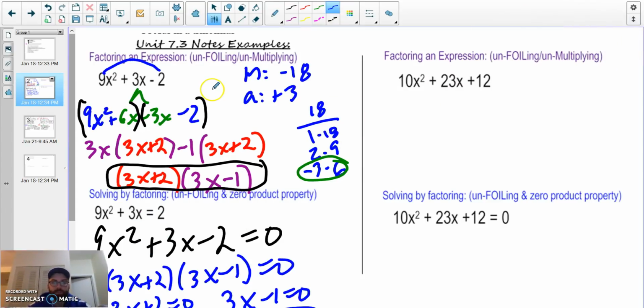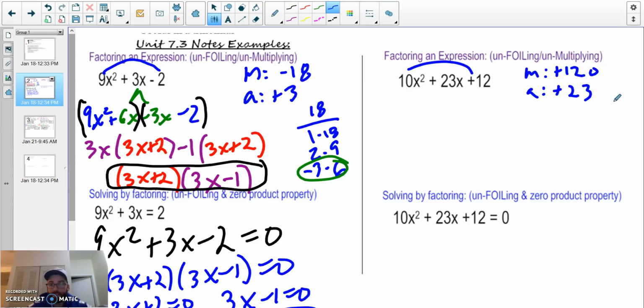Okay, split the middle term. First thing, I need to multiply A times C. Now, first question I've got to ask myself: is there a greatest common factor? There is not a number that goes into 10, 23, and 12. So I can go ahead and multiply A times C. So I need two numbers that multiply to positive 120 and add to positive 23.